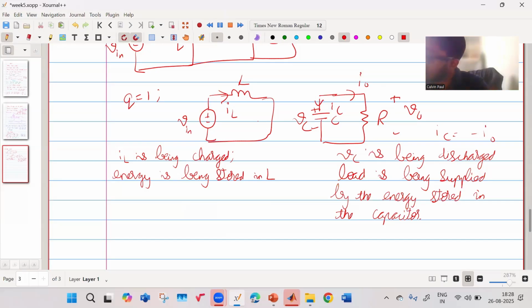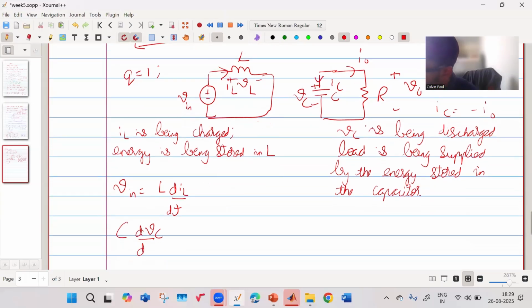So now let us write the differential equations. We know that our Vin is equal to L dIL by dt, because the voltage across the inductor is Vin. Now, what is our C dVc by dt? We know C dVc by dt is equal to IC. Now this IC is actually equal to minus I naught, which is equal to minus V naught by R. And since there is no ESR, this is equal to minus VC upon R.